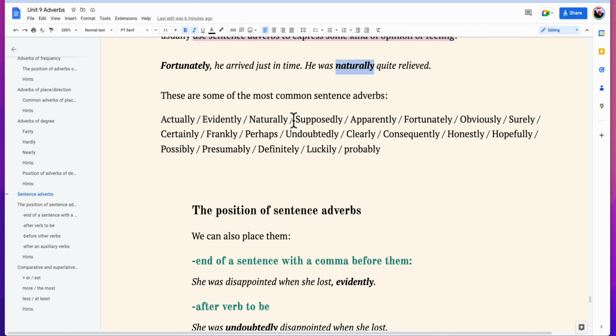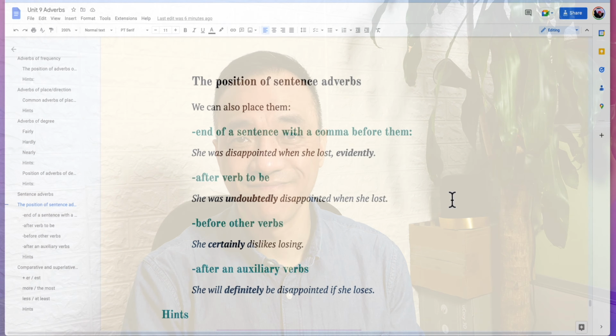And there are some most common sentence adverbs: actually, evidently, naturally, supposedly, apparently, fortunately, obviously, surely, certainly, frankly, perhaps, undoubtedly, clearly, consequently, honestly, hopefully, possibly, presumably, definitely, luckily, probably. Then let's take a look at the positions of sentence adverbs.